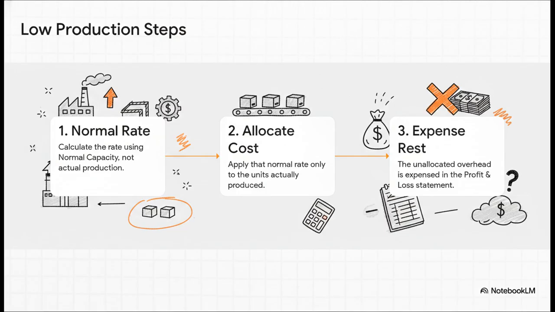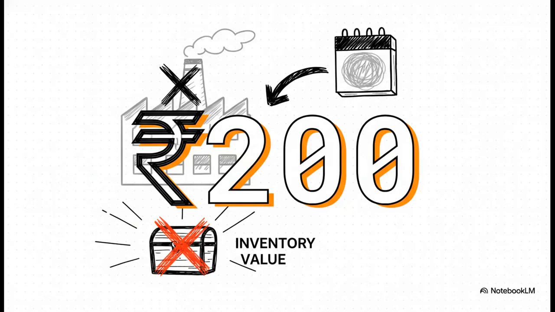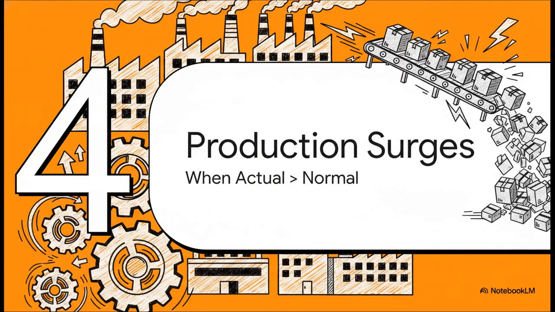But wait, what happens to the rest? And that's step 3. The leftover 200 rupees gets expensed right away. It doesn't get buried in the cost of the product. The accounting rule basically says, look, that 200 rupees is the cost of your factory being idle, and that's an expense for this period. You can't hide it in your inventory value. Okay, so that's what happens when things are slow. But what about the flip side? What happens when the factory is running at full tilt and production is way, way higher than normal?